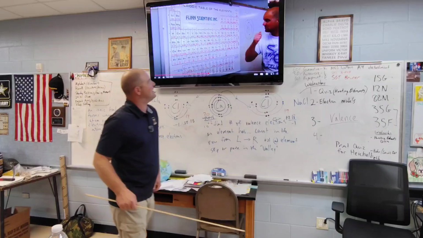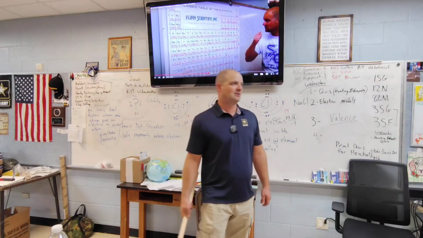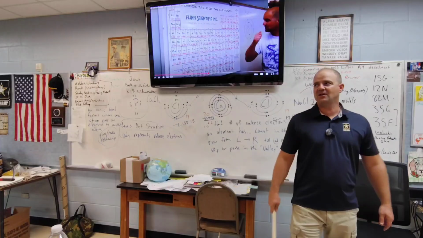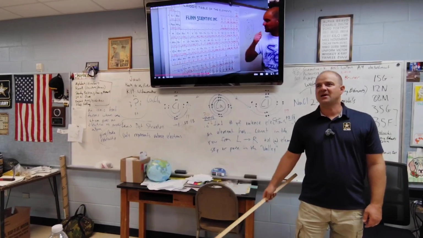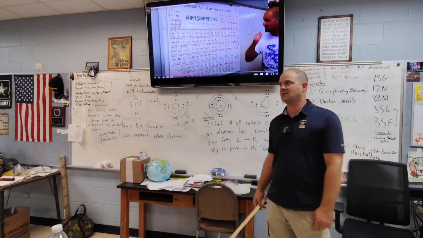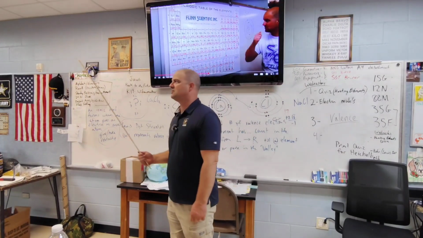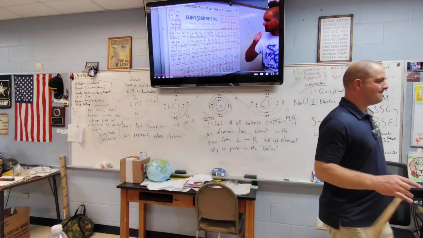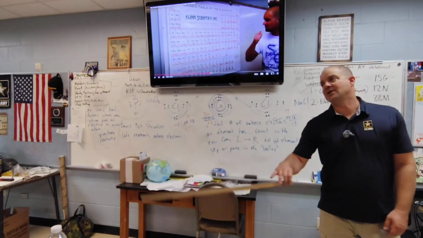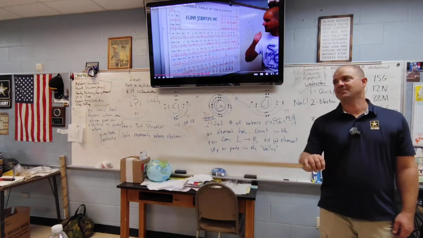What are we writing down? You're writing down nonmetals to nonmetals, when they bond, they form covalent bonds. Nonmetal to nonmetal is going to be covalent. Nonmetal to nonmetal is covalent bonds. Nonmetals to metals form what? Ionic bonds.